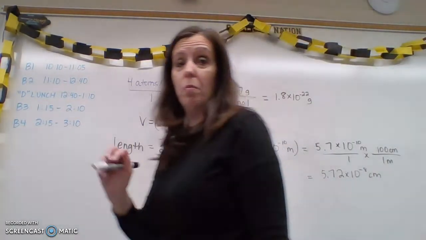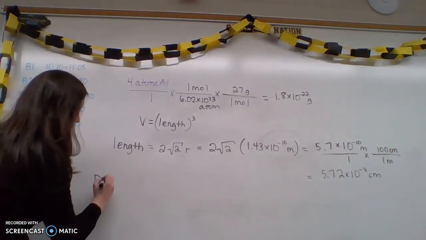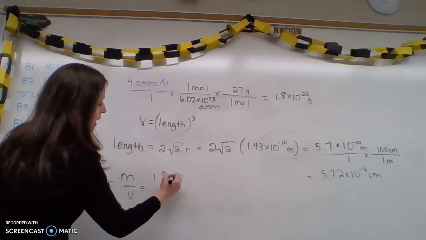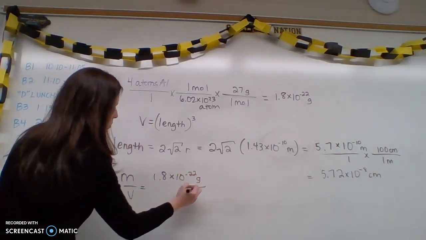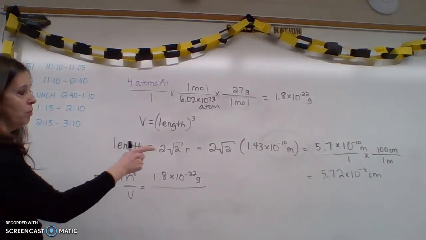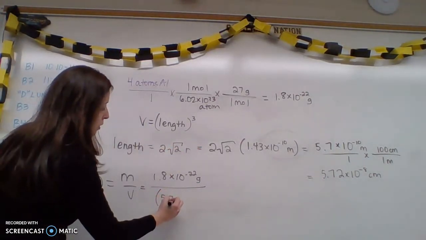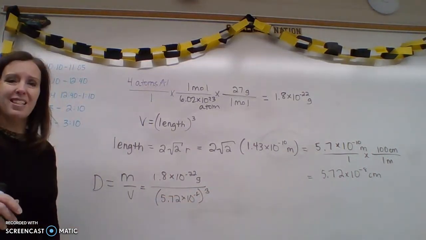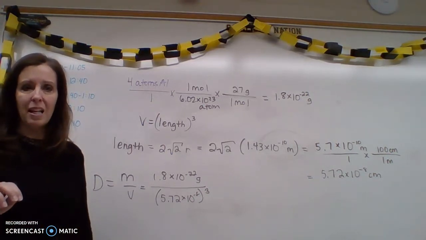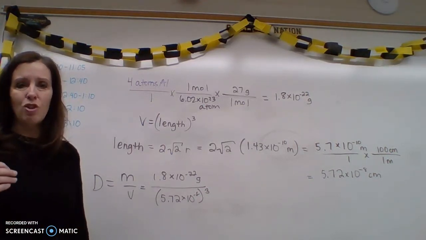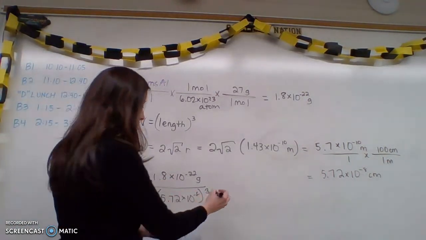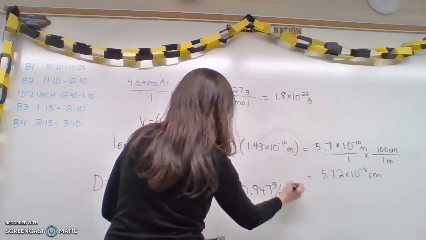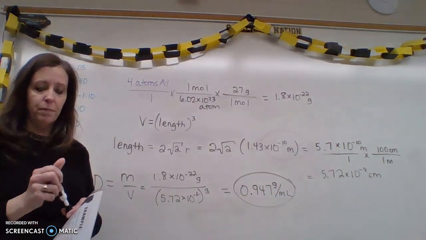All right, I can do something with that because I know that density is mass over volume. And I know the mass is 1.8 times 10 to the negative 22 grams. I know that volume is length cubed. Well, that's 5.72 times 10 to the negative 8, and I'm going to cube it. And cubing that doesn't give me the heebie-jeebies because I'm just cubing centimeters. And when you cube centimeters, it's just milliliters. So when I plug all of that in my calculator, that's my final answer, okay?